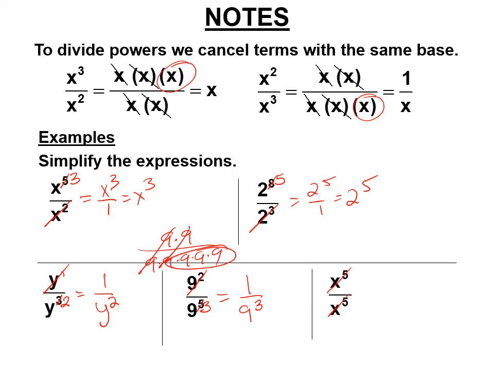All of those cancel, and you get x to the 0. No x's left, or 1. Everything to the 0 power equals 1.